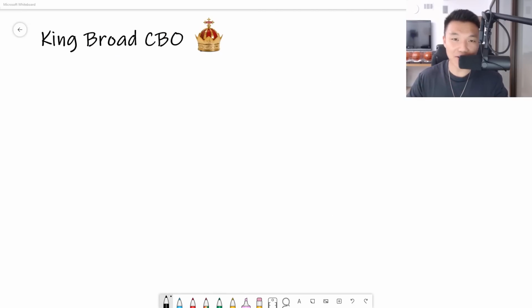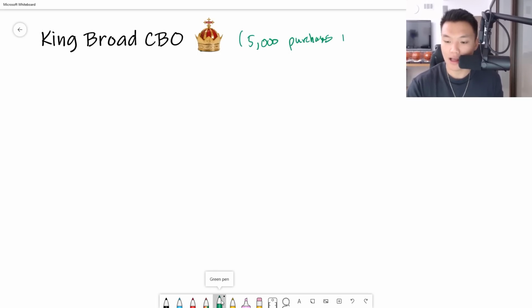So this is the final stage. It's called the King Broad CBO, and this was a strategy that I was using long before CBOs were anywhere close to being mandatory. I'm going to show you the simplified version because it is the easiest, most intuitive, and also effective one. And again, this is something that you want to use when you have at least 5,000 purchases recorded. So your pixel is pretty seasoned as well. And I'm going to put it right over here. King Broad CBO.